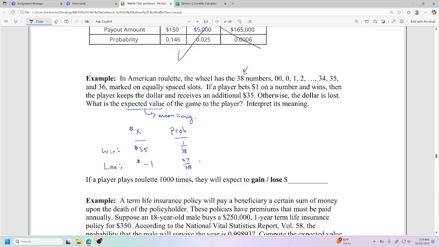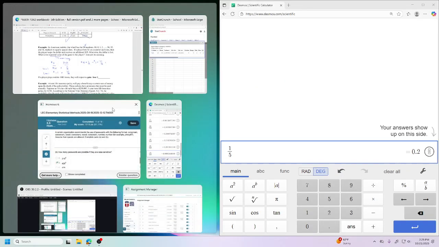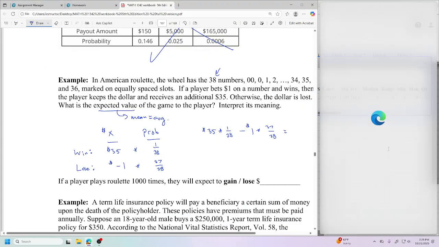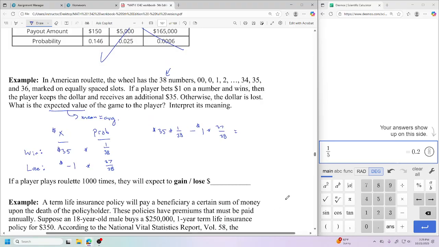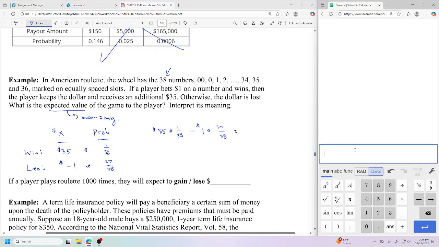What I did is I just simply multiplied these across, and then I added it up and got a number. So I'm going to show you in the calculator, but I did 35 times 1 over 38, and then I said minus $1 times 37 over 38. And that's what I did in my calculator. So let me pull that up. So let's see what's the average amount of dollars that I would win or lose at this game of roulette.